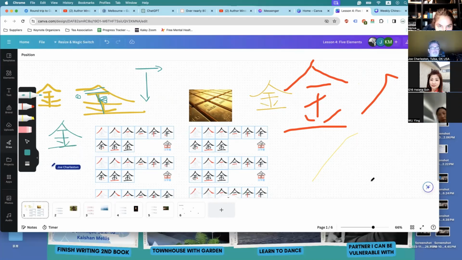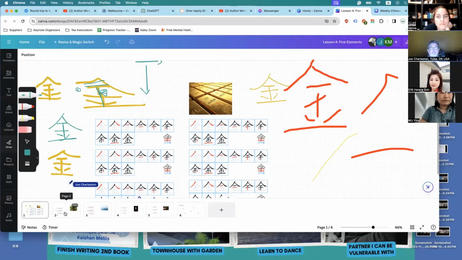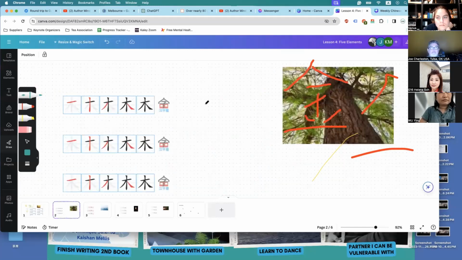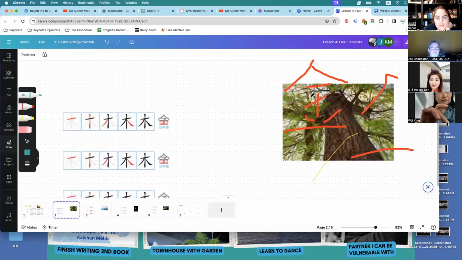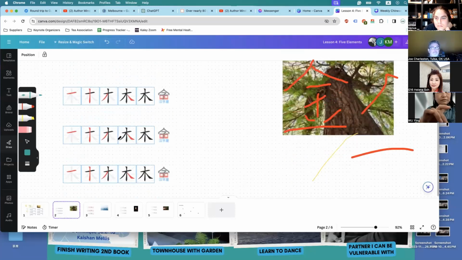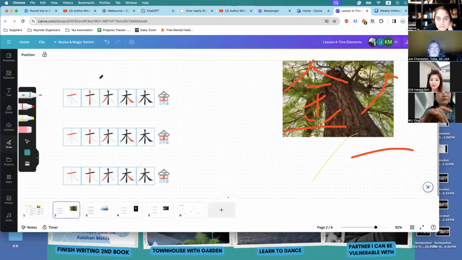Okay. So everyone had a go. Then we'll go to page 2, please. Oh, someone already written here as well. I don't know how. So let's start writing wood. How do we pronounce wood? Mu. So we go down with this one.